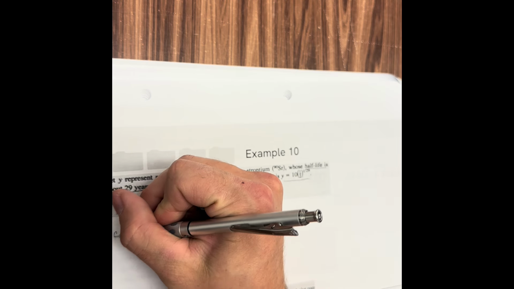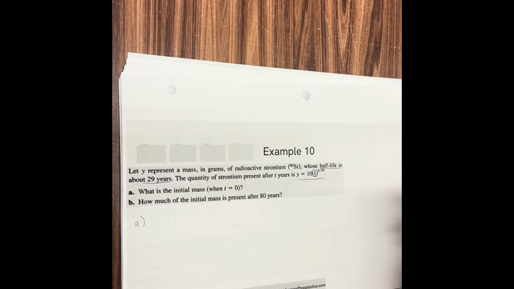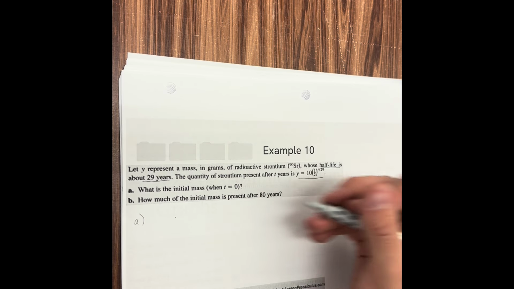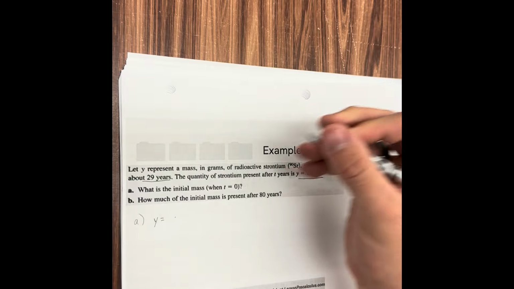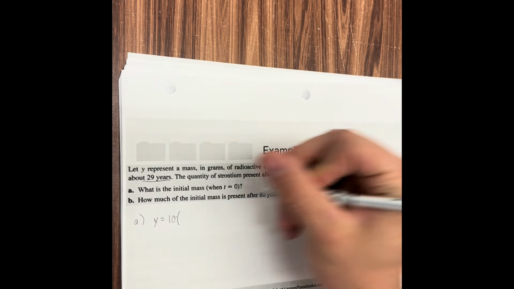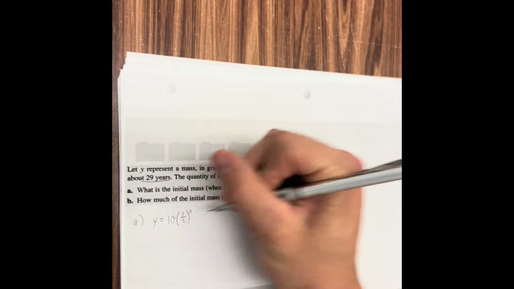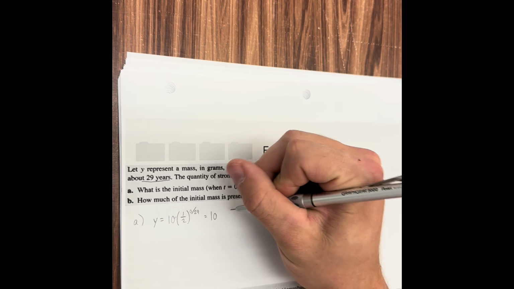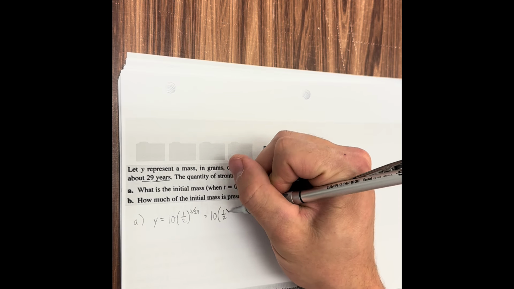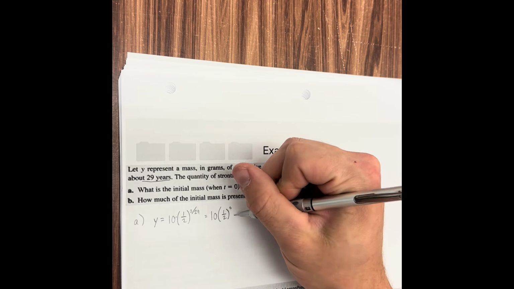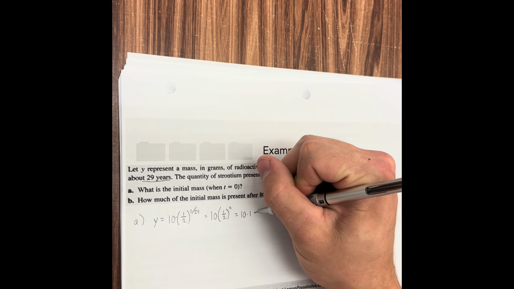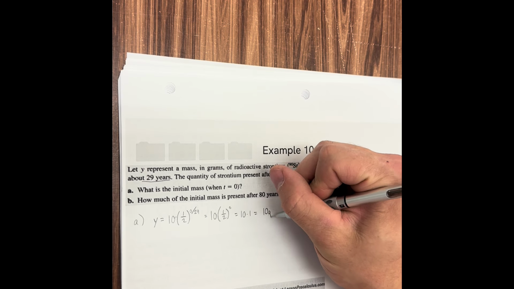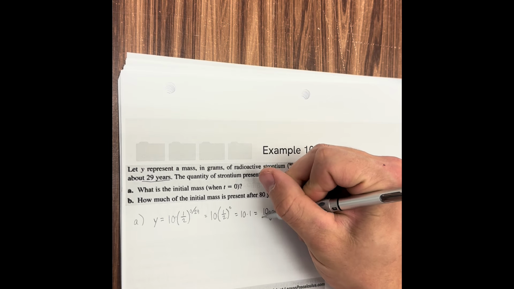Letter A, we have to find out what is the initial mass, so when t equals 0. So all we have to do is plug in 0 for t here. So we have y equals 10 times 1/2 to the power of 0 divided by 29, which equals 10 times 1/2 to the power of 0. Anything to the power of 0 is 1, so we get 10 times 1, which is 10. And then we just have to label our answer. Our mass is in grams, 10 grams.